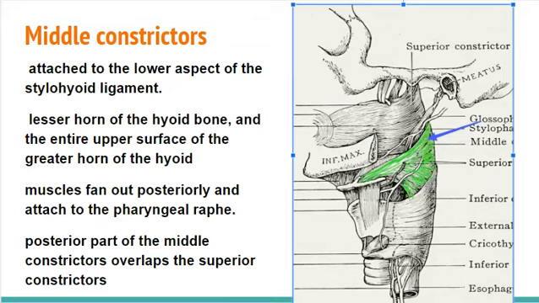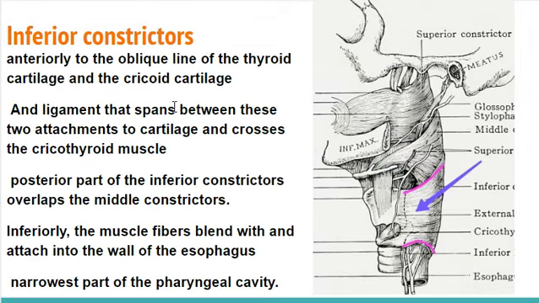Finally, coming to our last constrictor, which is the inferior constrictor, we see that these are our last set of constrictors, right? Anteriorly, they originate from the oblique line on the lateral lamina of the thyroid cartilage as well as the cricoid cartilage. The muscle fibers then fan out and join the pharyngeal raphe posteriorly. Now, superiorly, they overlap the lower margin of the middle constrictor, and inferiorly, they blend with the wall of the esophagus, also forming the narrowest part of the pharyngeal cavity.